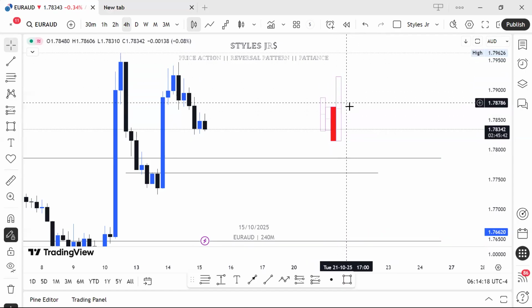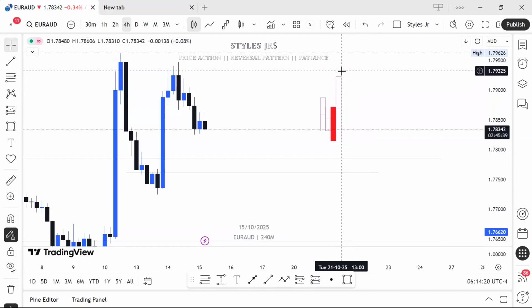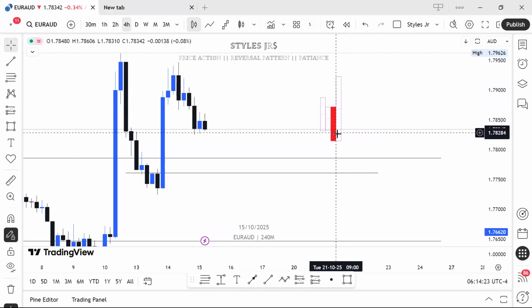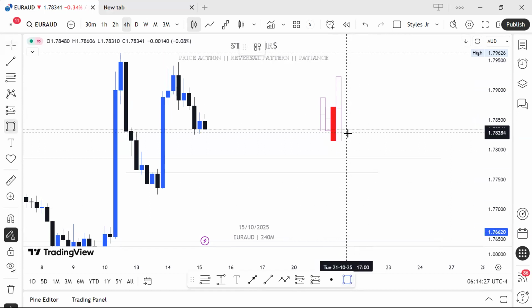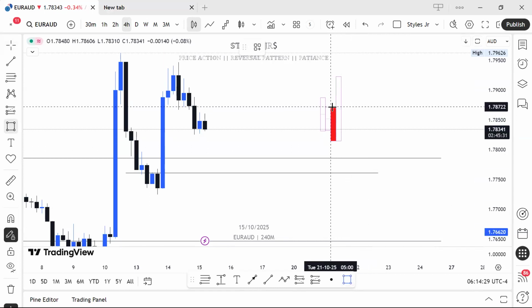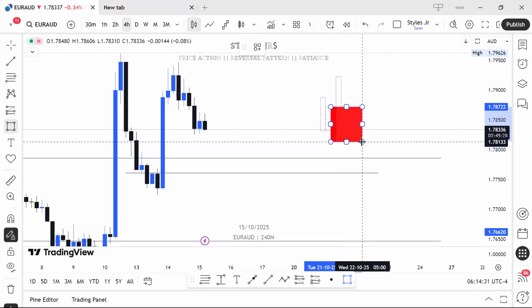So now we have this particular entry. We are expecting market to give us all the way down to this particular point here, from the upper part of this body candle to the lower part of this body candle.